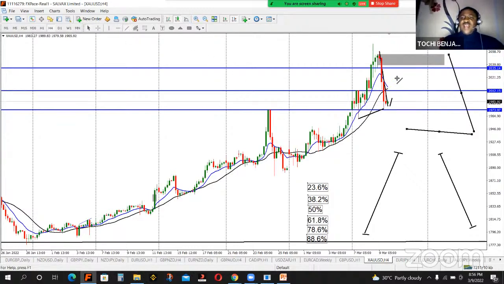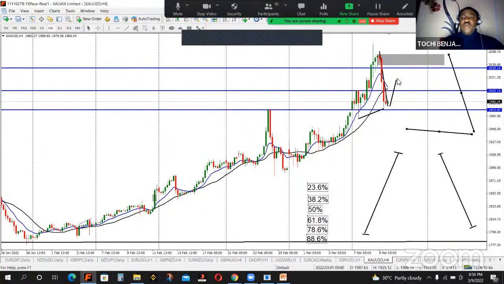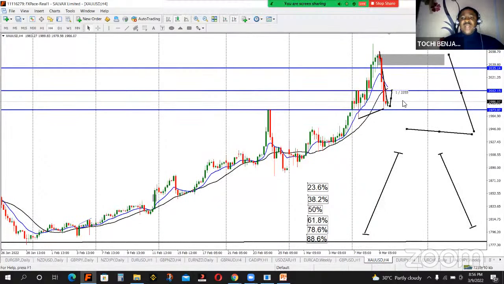What you're doing is that at these different levels, you will have either 23.6. If the market comes here, it can come to 23.6 and continue the sell. It can come to 50% of this swing, that's half of the swing, and it will continue the sell. Or it will go to 61.8 and continue the sell. Or it will go to 78.6 and continue the sell. Or it will go to 88.6 and continue the sell.